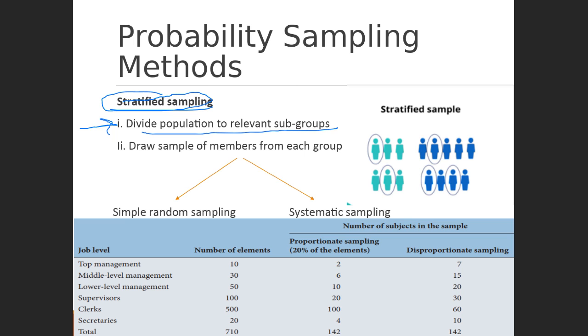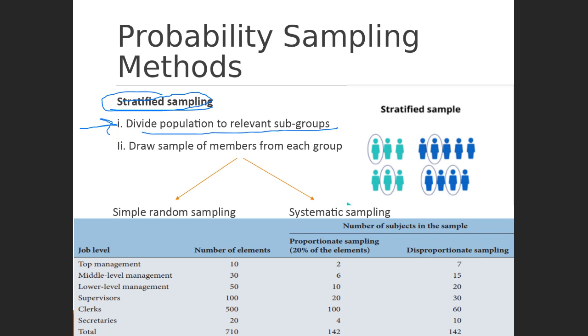Sometimes if you don't make these groups, you end up having inappropriate data. Maybe if you don't make this subgroup, out of 100, 80 would be males and 20 would be females. So this would give very skewed results which are not representative of your population. So when you have identifiable subgroups and you believe that those subgroups would behave differently, then you need to choose stratified sampling. This is one of the reasons.